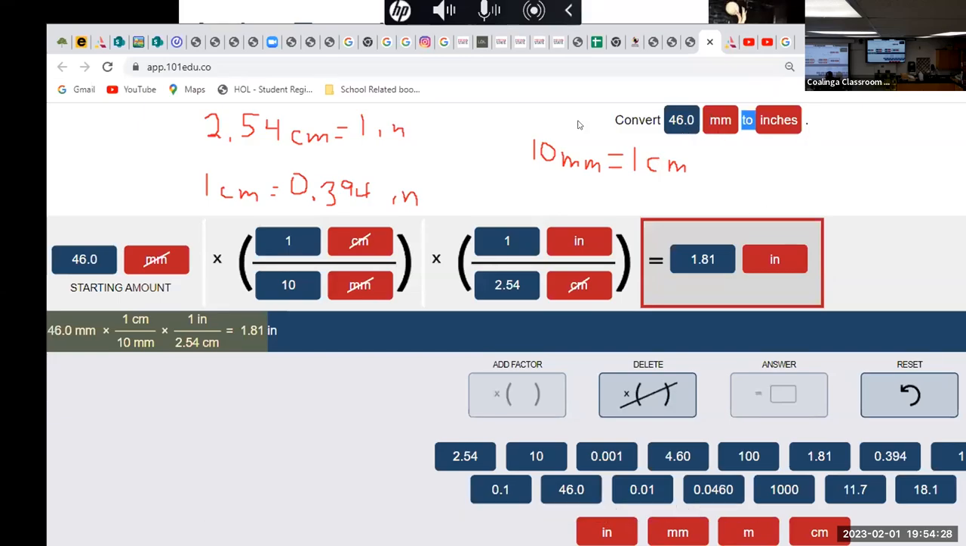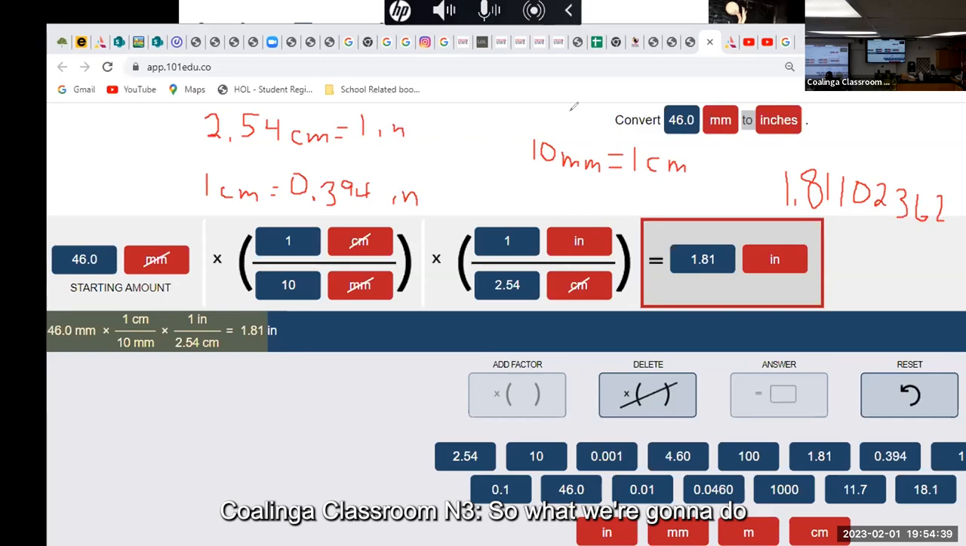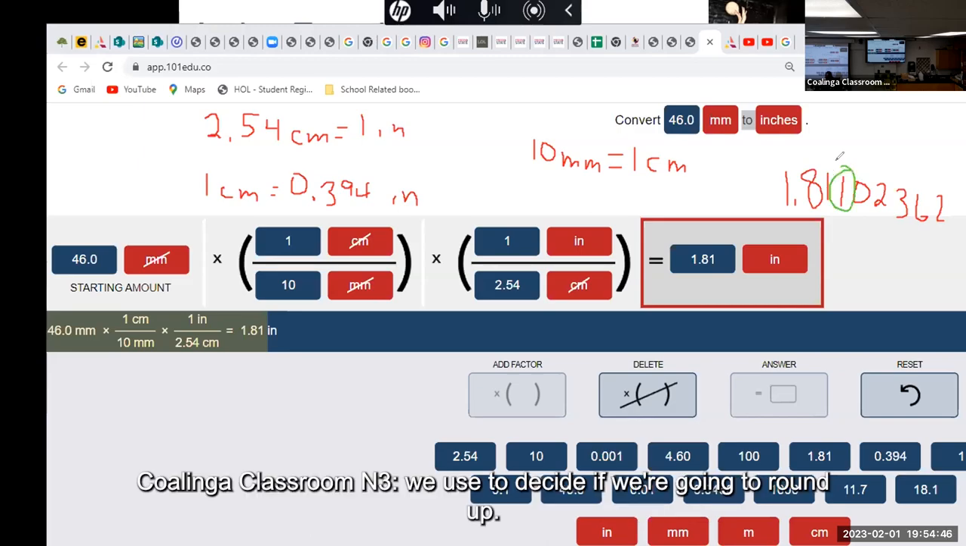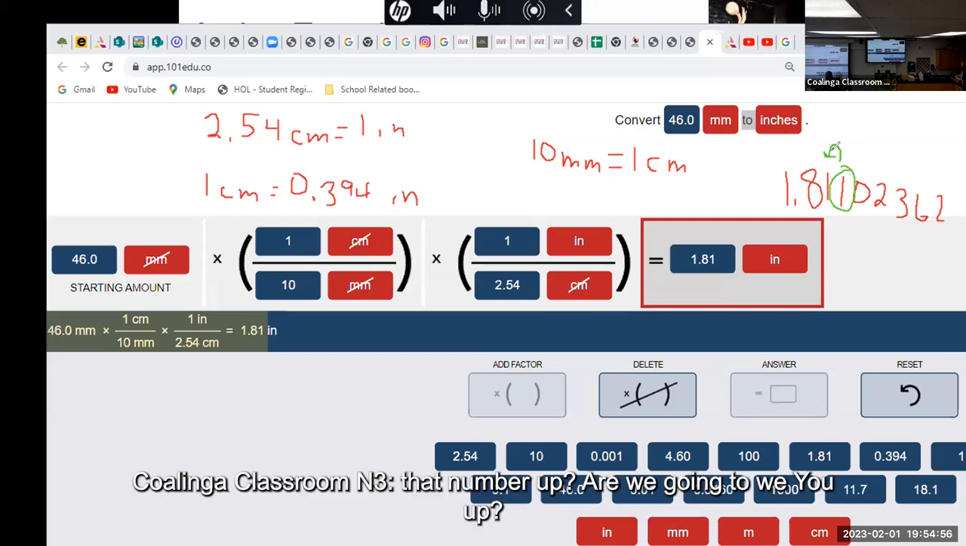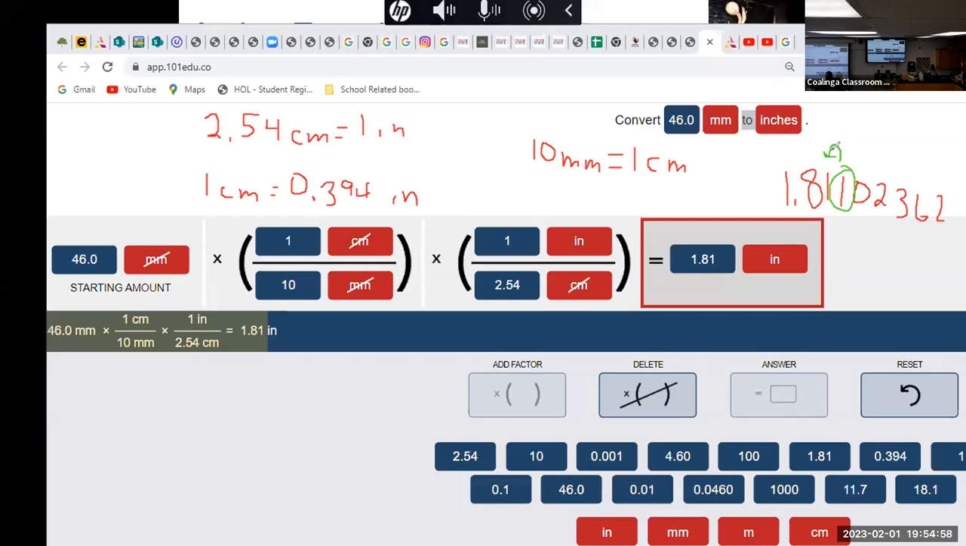Let me write it on here. So you guys see 1.81102362. So what we're going to do is count 1, 2, 3. So this number here, we use to decide if we're going to round up or leave it alone. Are we going to round that number up, or are we going to leave it alone? You said round up? We're going to leave it.